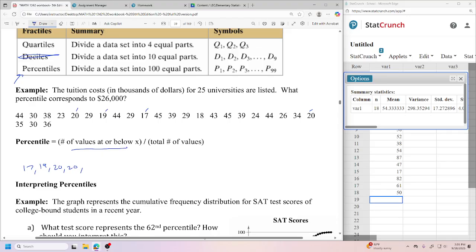Yep, there's a 23. Is there any other? Oh, there's an 18 right here. Look at that. Oh my gosh. I got to be a lot more careful, guys. I'm feeling like StatCrunch right now. Okay, so I got the 18, 17, 19, and two 20s.